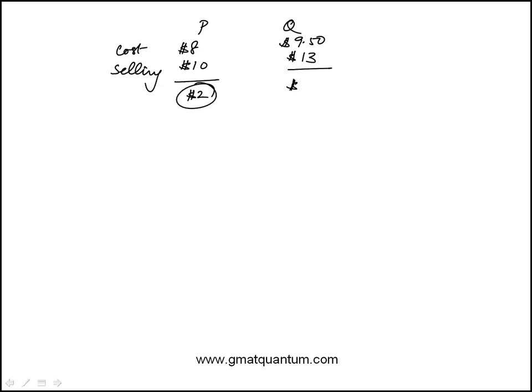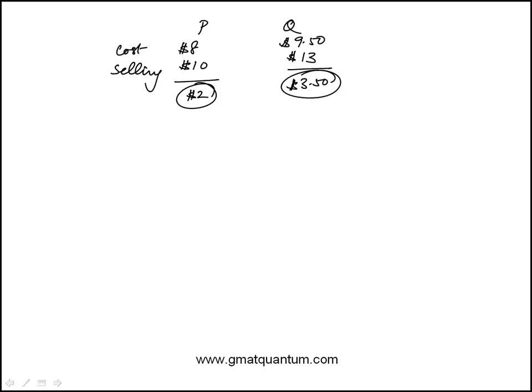So we're told that a company makes and sells two products, P and Q, and the cost per unit of making and selling P and Q. So this is the cost, $8 per unit and $9.50, and the selling price is $10 and $13. So the profit per unit here is $2 for P, and then here it's $3.50.